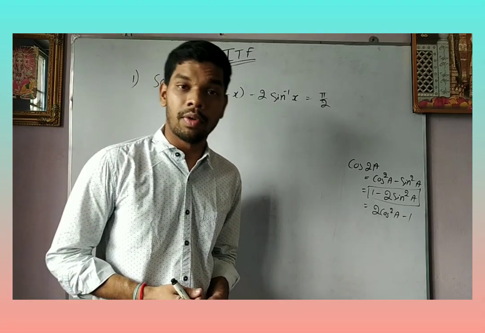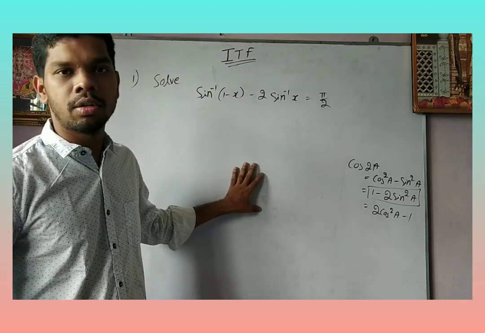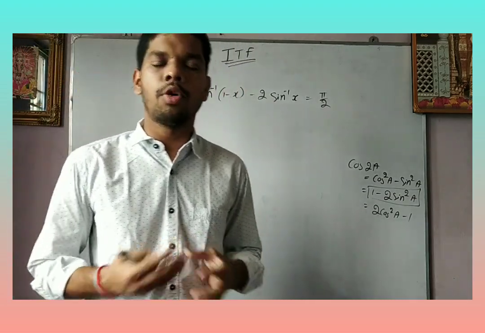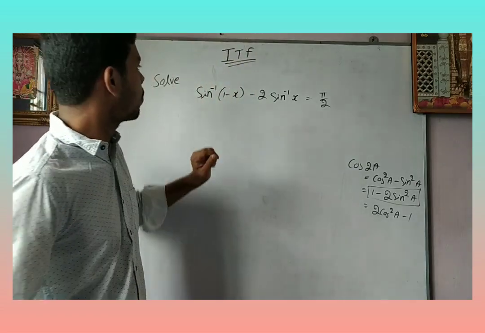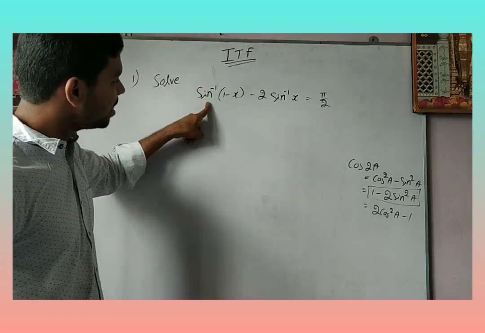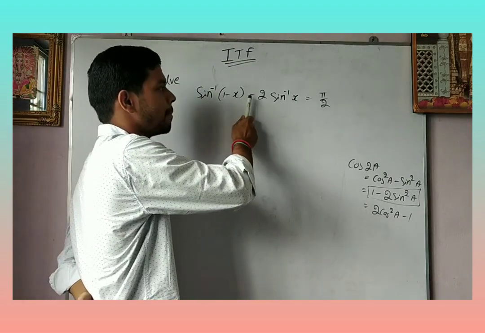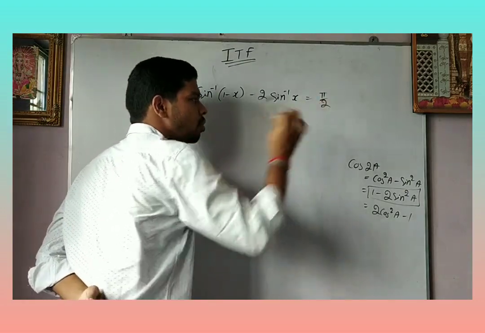Hello students, welcome back. In this video, we will discuss some more problems of the chapter Inverse Trigonometric Function. First, question number 1. Solve sin inverse (1 minus x) minus 2 sin inverse x is equal to pi by 2.